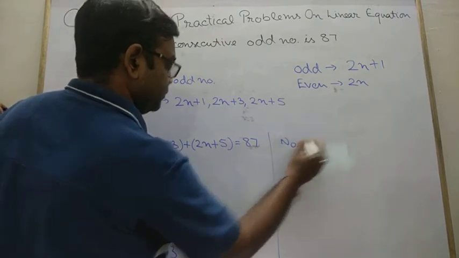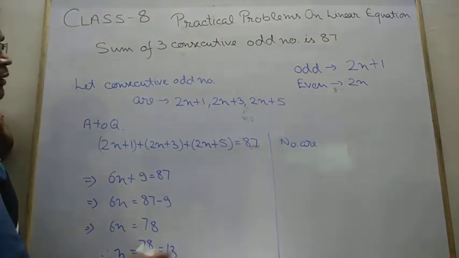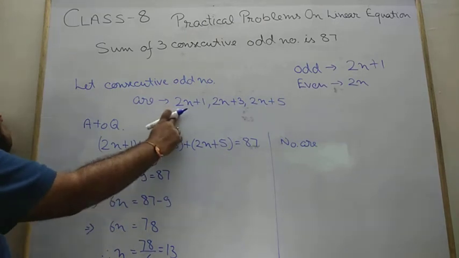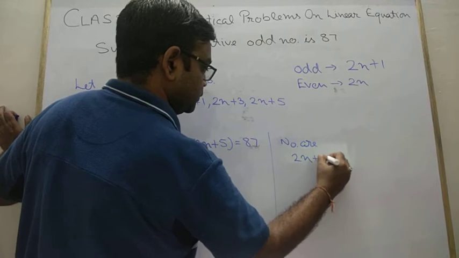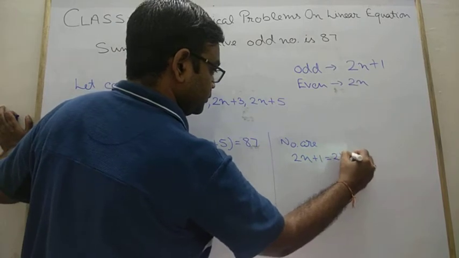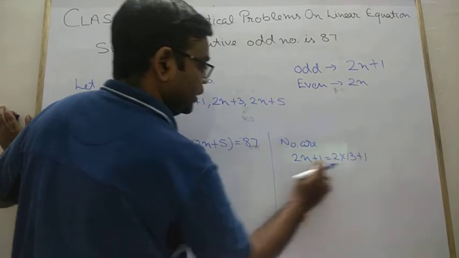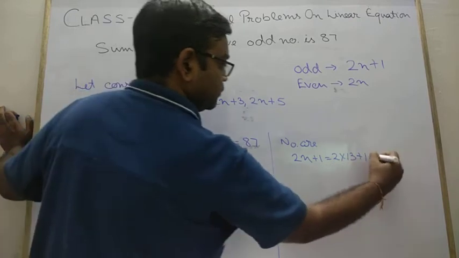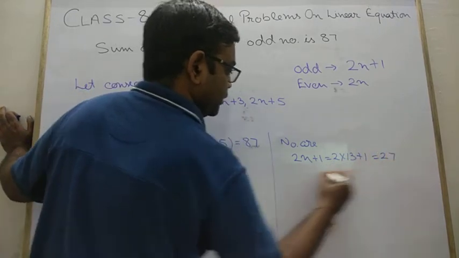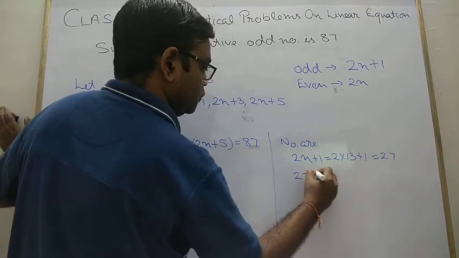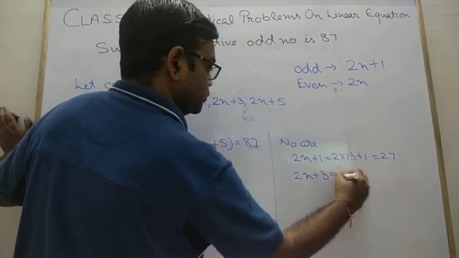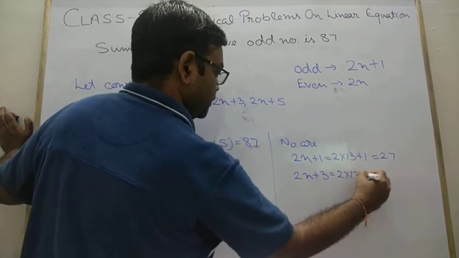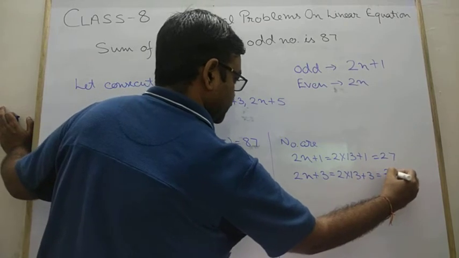The value of n is 13. So 13 times 2 is 26. The numbers are 2n plus 1. Put the value of n as 13. 2 times 13 is 26, so the first number is 27. Then the second number is 2n plus 3, which means 2 into 13 plus 3, which is 29.